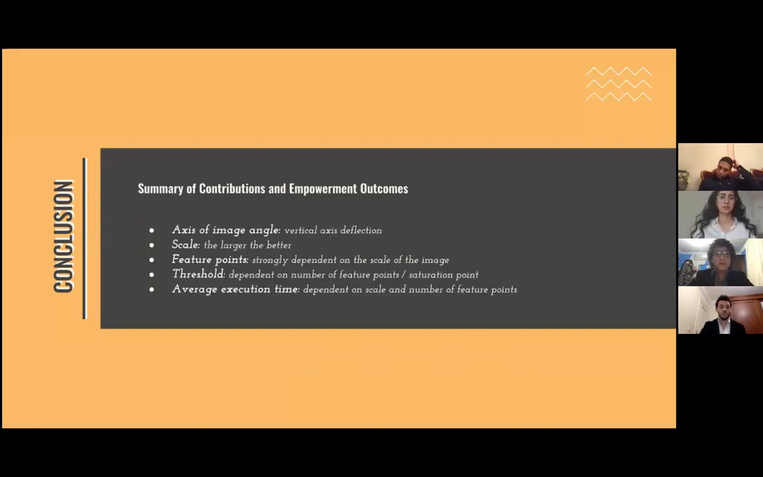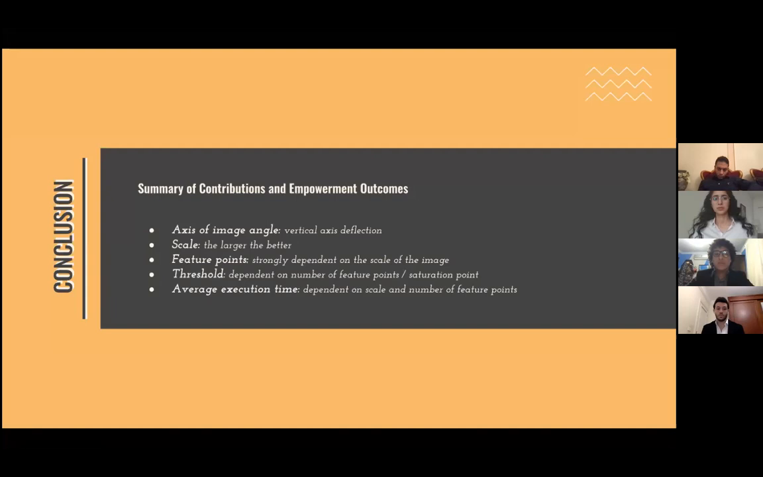So, a summary of our contributions and conclusions. As we did this research, we reached some conclusions about the recognition process: the axis of the image angle is very important because the vertical axis deflects the recognition process. The scale basically shows that the larger the image, the more the details, the better the recognition.